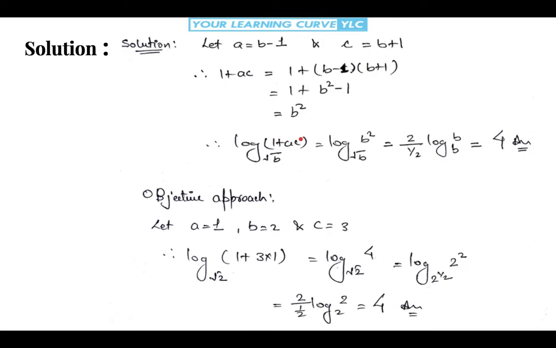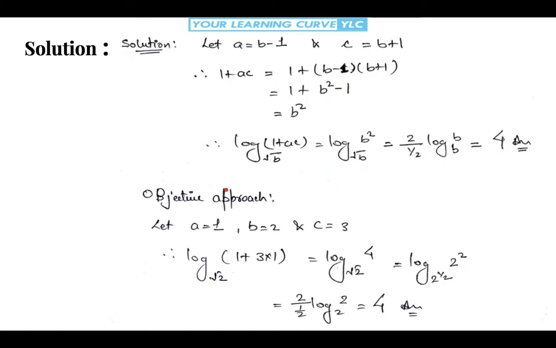Therefore, log of 1 plus AC to the base B is log of B square to the base root B. You bring this 2 outside and multiply. Bring this 1 by 2 power outside and divide. You get 2 by 1 by 2 multiplied by log B to the base B, which is equal to nothing but this 2 comes up, gets multiplied with 2, 4, and this is 1.